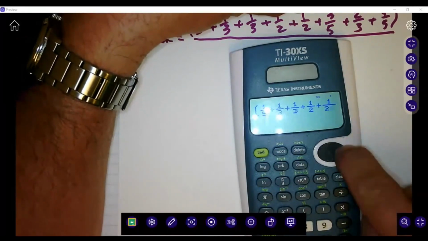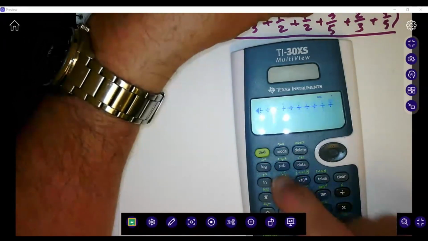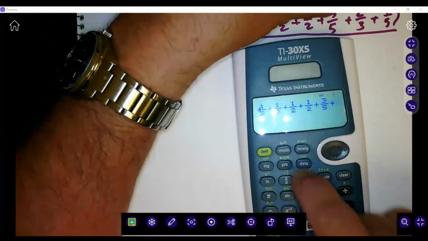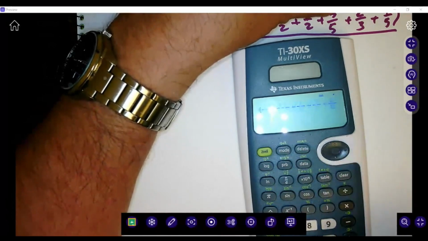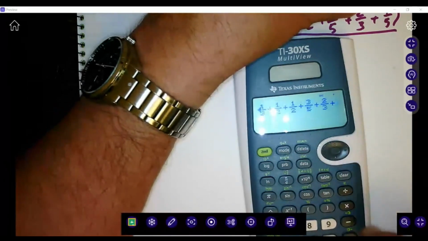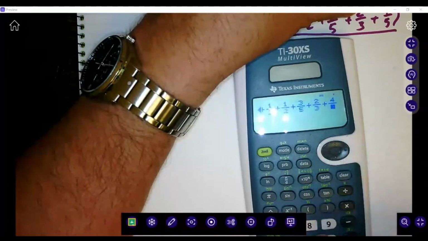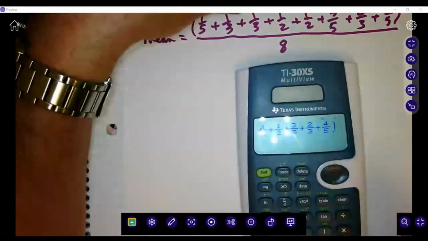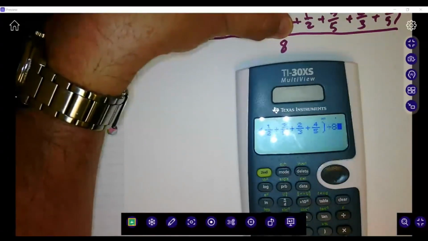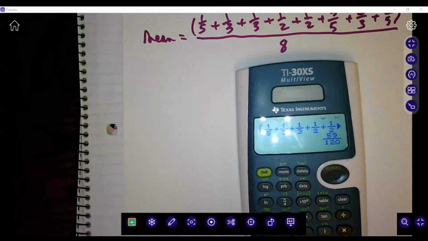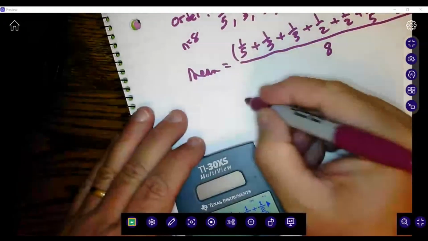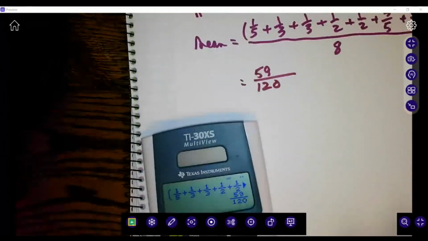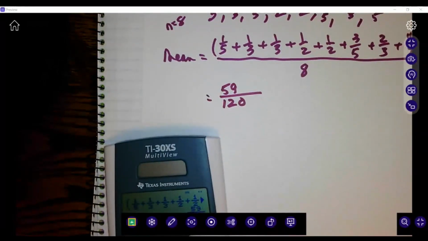fraction 1, 2, plus another fraction 3/5, go out, plus fraction 2/3, go out, plus fraction 4/5, go out, close the parentheses, divide by 8, enter, and we get 59 over 120. 59 over 120.